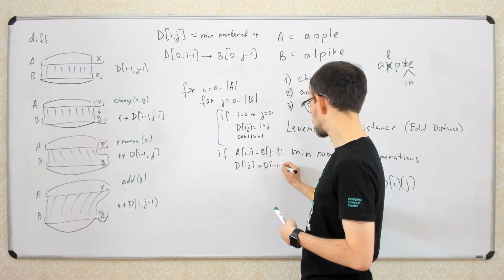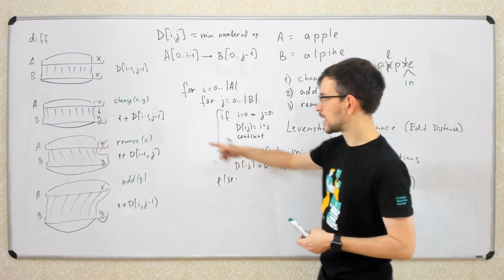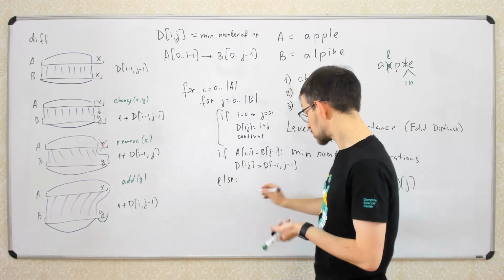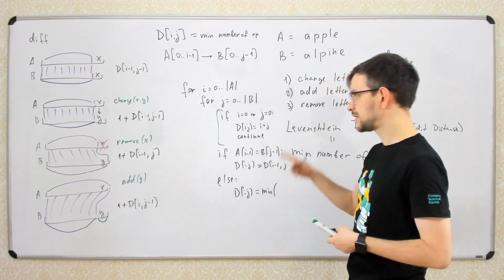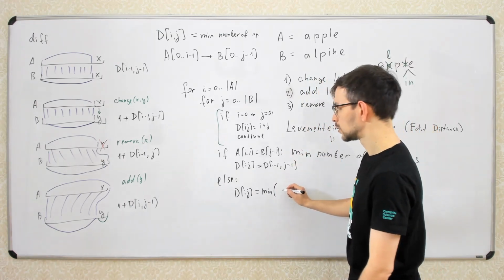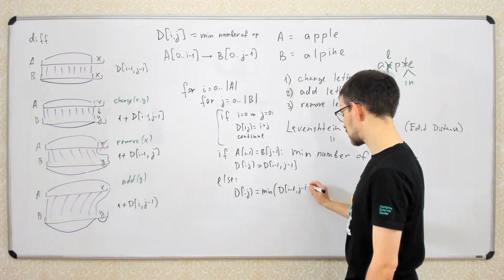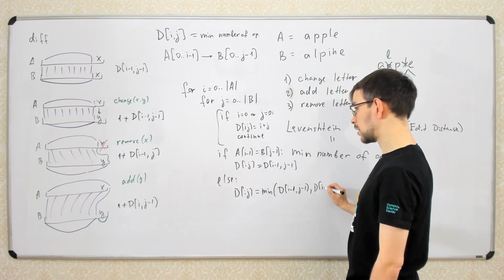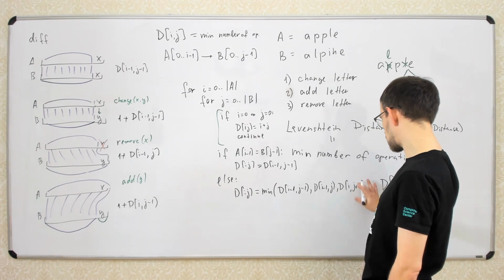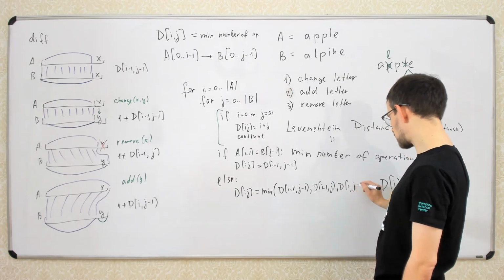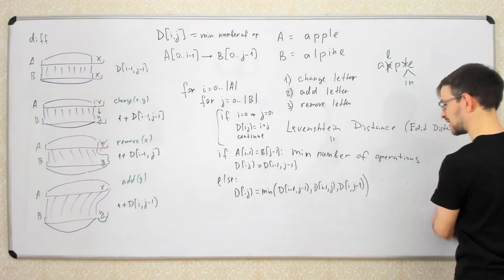So d[i minus 1][j minus 1]. Else, you need to take the minimum of these three options. You just write this: d[i][j] is the minimum of d[i minus 1][j minus 1], d[i minus 1][j], and d[i][j minus 1], plus 1.